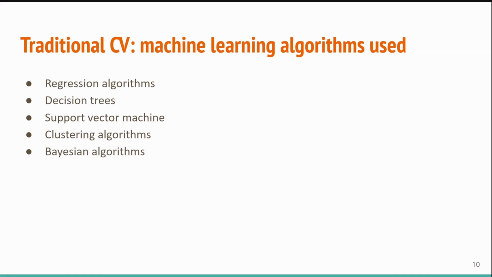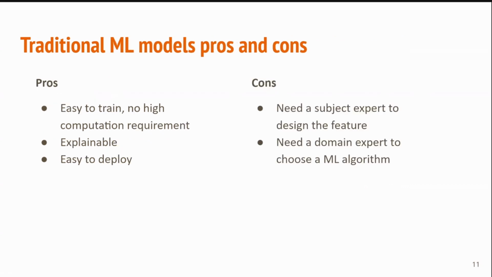There are many machine learning algorithms used in traditional CV. It can be regression, decision trees, support vector machines, clustering algorithms, Bayesian algorithms. But again, which algorithm to go ahead with depends on the problem you're working on. So this also comes with expertise and experience, on which algorithm to go with. I won't be going into details on these algorithms, and we'll discuss the pros and cons of traditional ML models.